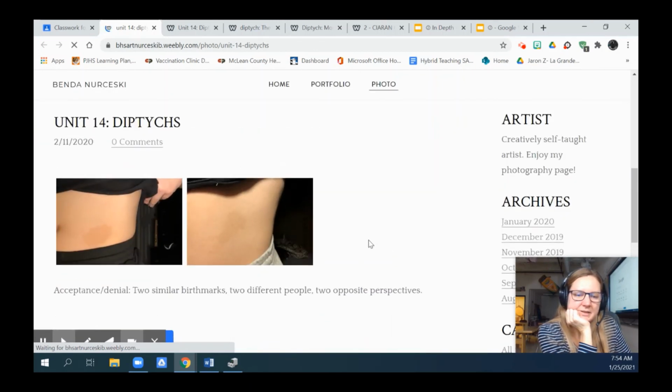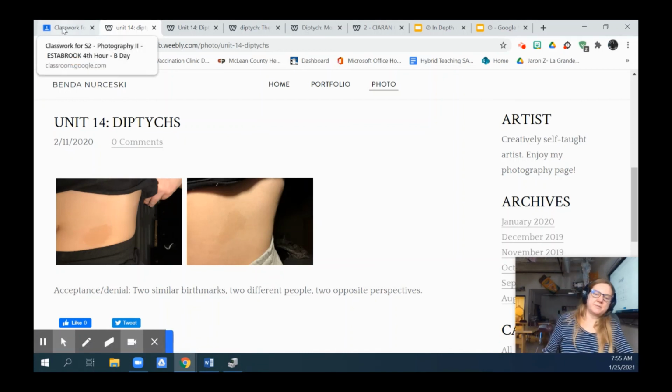This one's really interesting because it's very more literal, but it's a photograph of a birthmark right here and here of two different people. It's called Acceptance and Denial. Two similar birthmarks on two different people with two opposite perspectives. So somebody who accepts their birthmark and somebody who denies it or dislikes it. So that gives you some examples of what you're going to be doing.